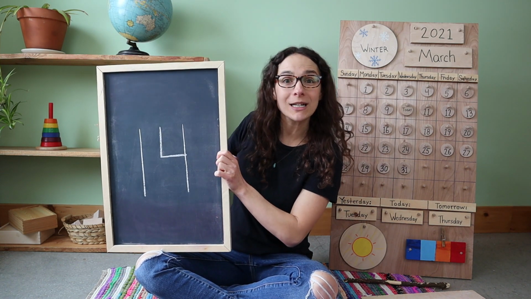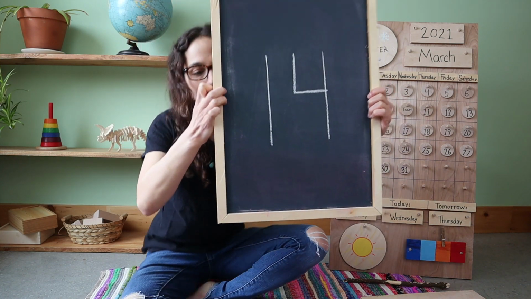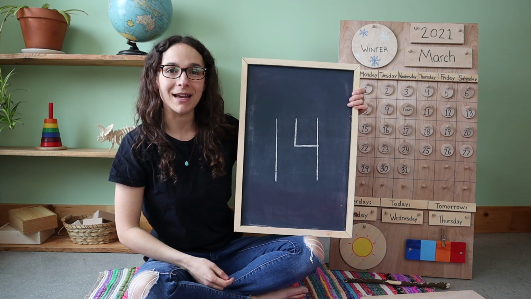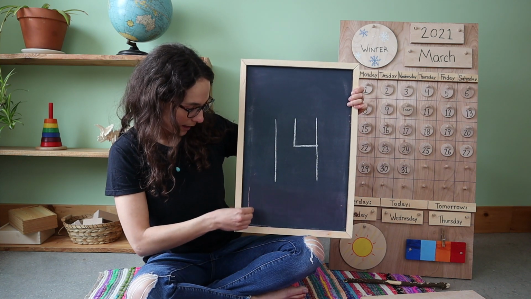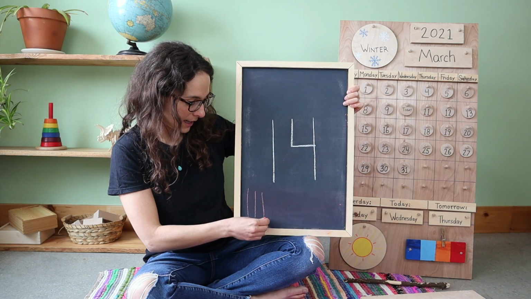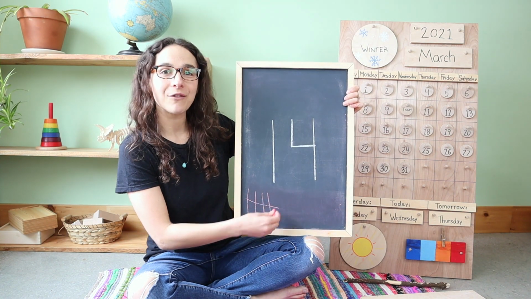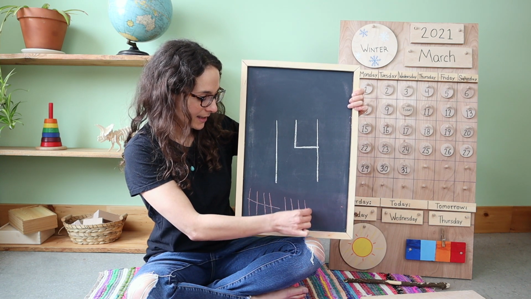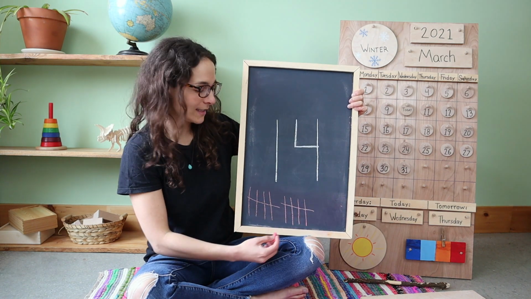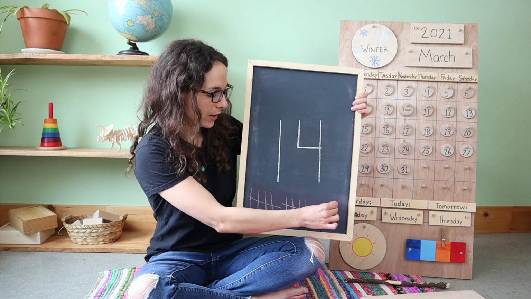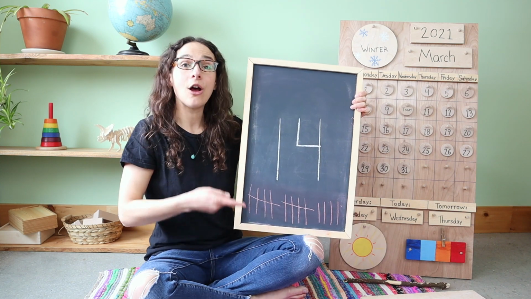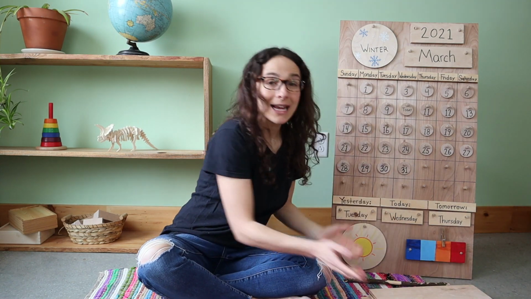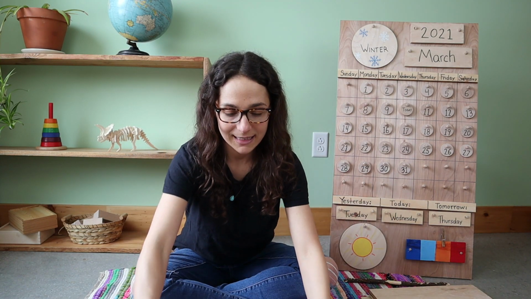Now it's time to count 14 tally marks together. As I draw the tally marks on the bottom of the chalkboard, you can count them with me. Are you ready? 1, 2, 3, 4, 5 goes across, 6, 7, 8, 9, 10 goes across, 11, 12, 13, 14. 14 tally marks. Now I wonder what I'll find inside of the number box to count. Let's take a look.